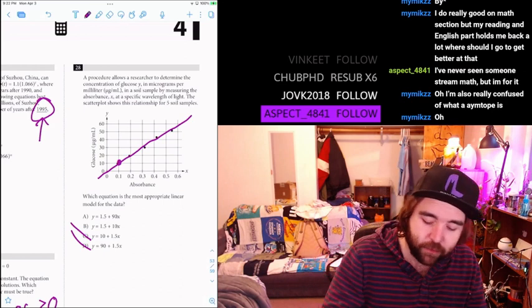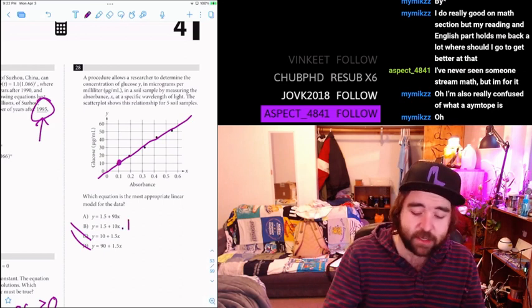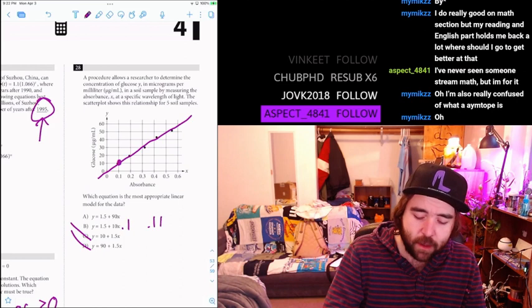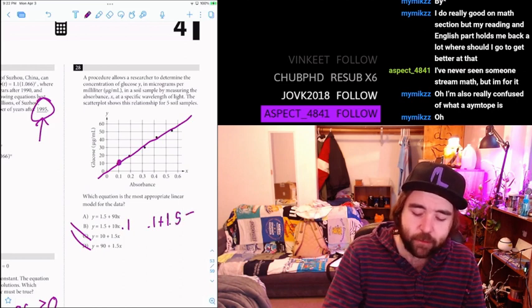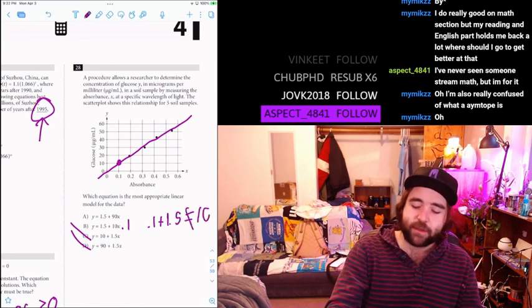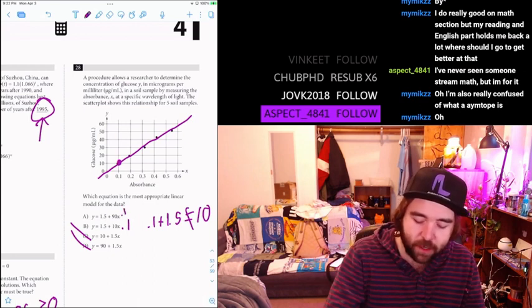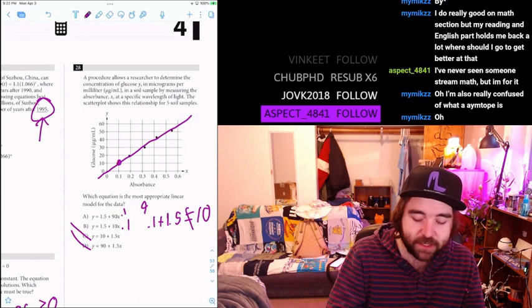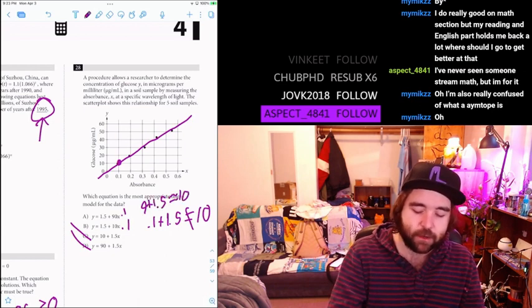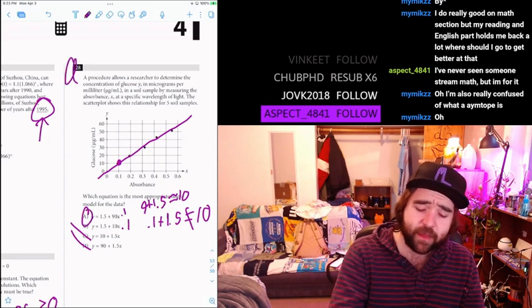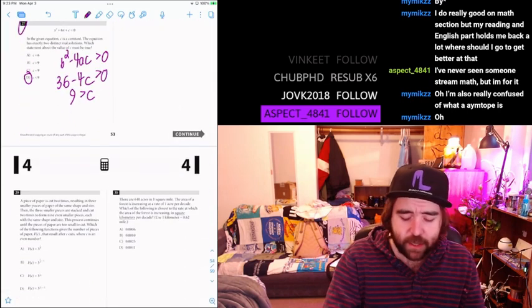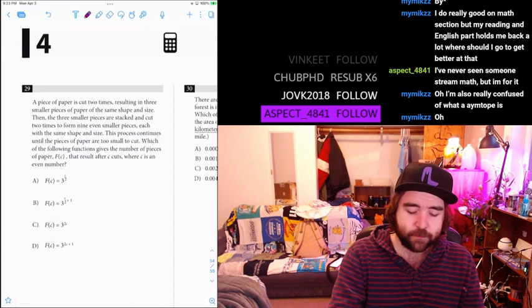So I would say it sure looks like when we plug in 0.1, we should get something very close to 10. So if we plug in 0.1 into b, 10 times 0.1 is 1, plus 1.5 is definitely not close to 10. Versus this one, 90 times 0.1 is 9, plus 1.5 is approximately 10. So we go with A. It's amazing how useful plugging in points is.